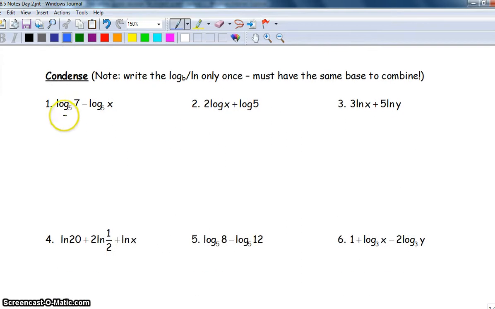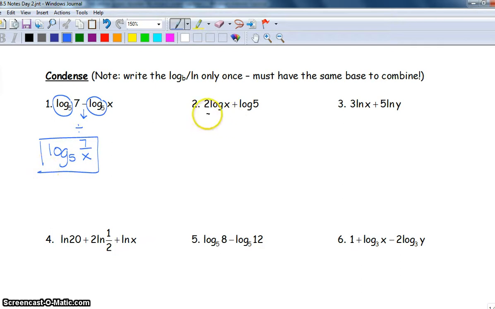So we've got log base 5 of 7 minus log base 5 of x. Since I'm subtracting, that means that originally I was dividing. I've got log base 5, so I'm going to have that in my answer one time. Since it's 7 minus x, that means that it was 7 divided by x.